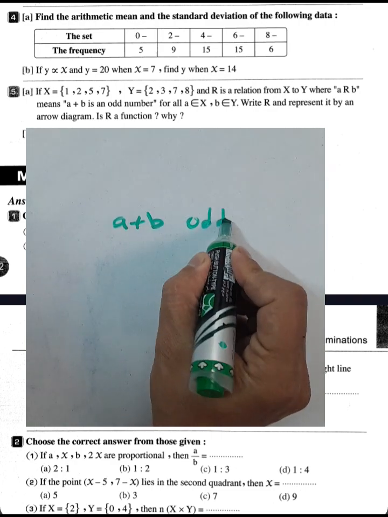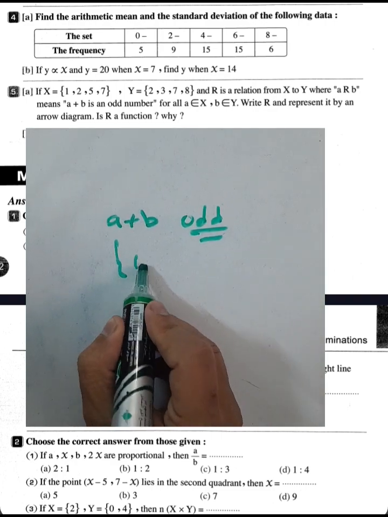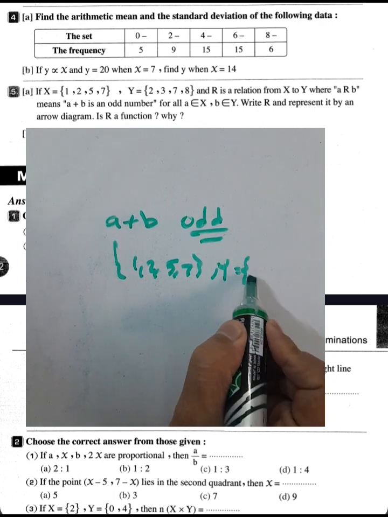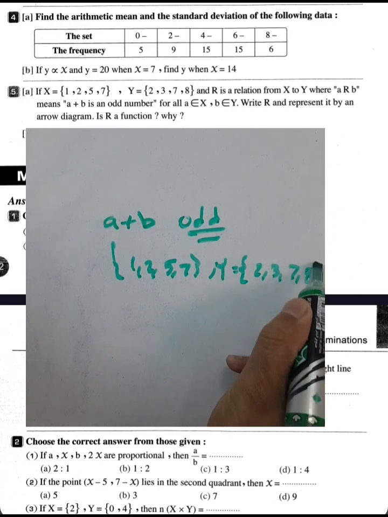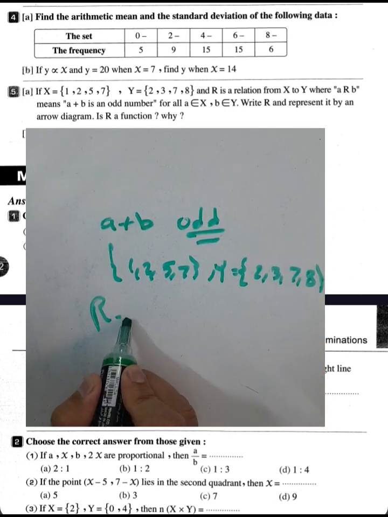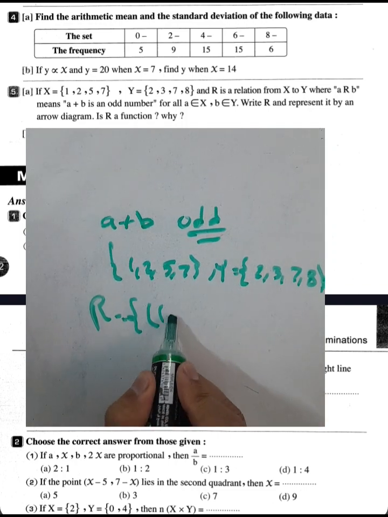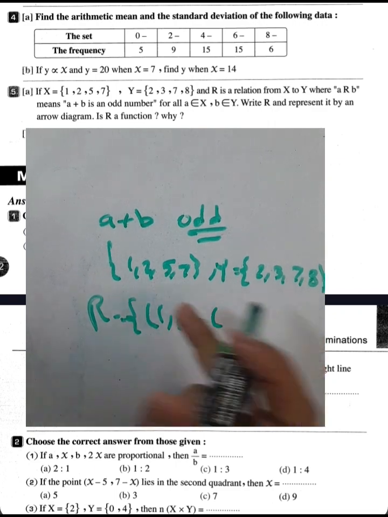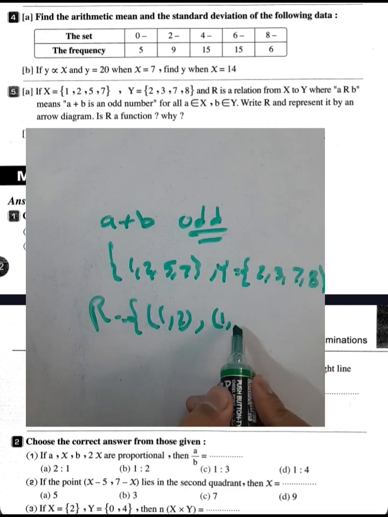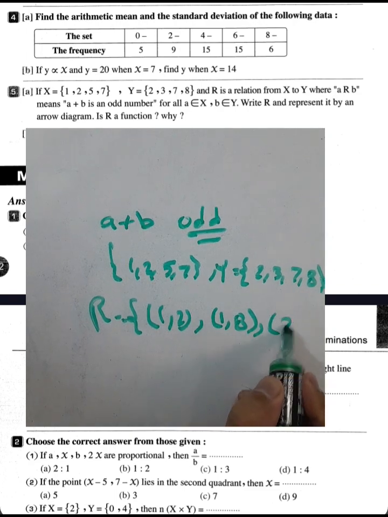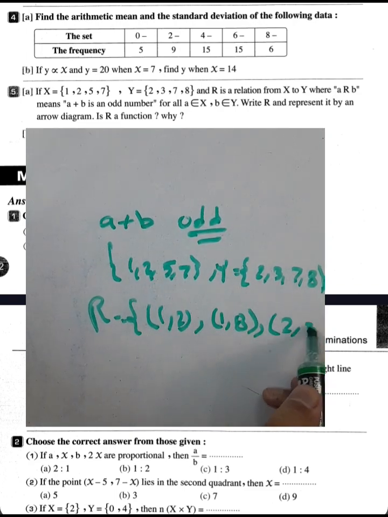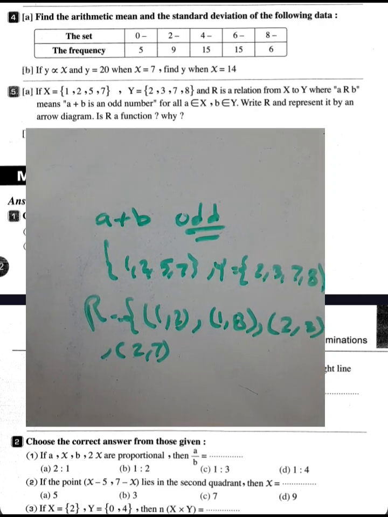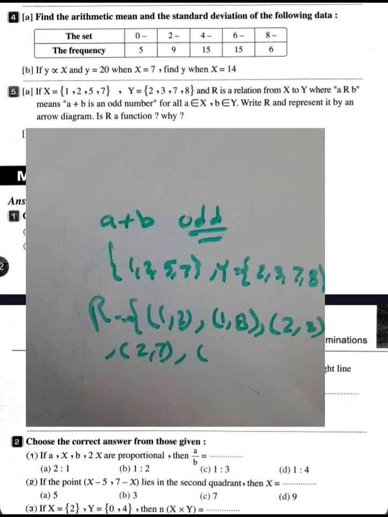First we have x: 1, 2, 5, 7, and then y: 2, 3, 7, 8, and then I am going to find the relation between them. R will be equal, we can write 1 plus 2 equals 3, an odd number. 1 plus 3 equals 4, no. 1 plus 7 equals 8, no. 1 plus 8 equals 9, it's an odd number. And then choose 2: 2 plus 3 equals 5, and 2 plus 7 equals 9. 2 plus 8 equals 10, no, don't choose 10 because 10 is an even number.